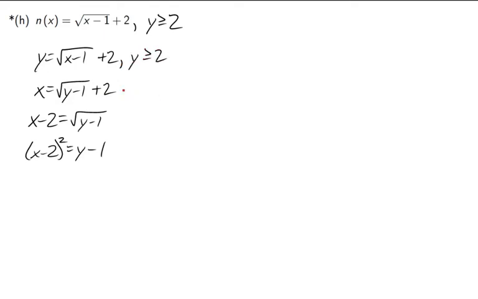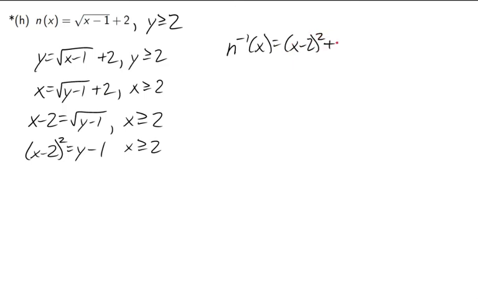When I switched my x and my y, that became x greater than or equal to 2. And that carries all the way through, just like before. And when I add 1 to both sides, I get n inverse of x equals x minus 2 squared plus 1 from adding 1 to both sides. And that's for x greater than or equal to 2.